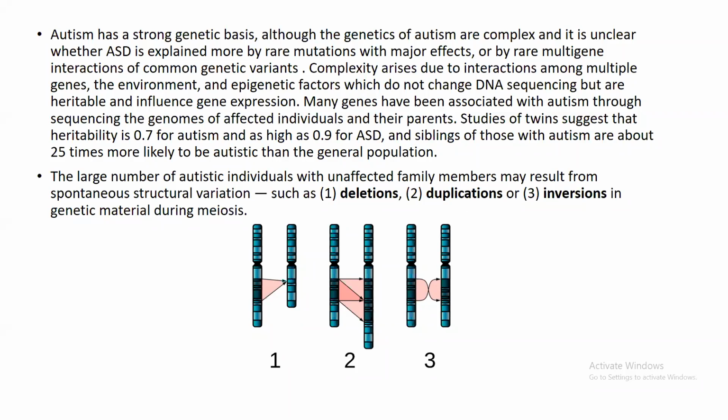The large number of autistic individuals with unaffected family members may result from spontaneous structural variations such as deletions, duplications, and inversions in genetic material during meiosis, which I showed in this figure. This is a deletion, this is a duplication, and this is an inversion.